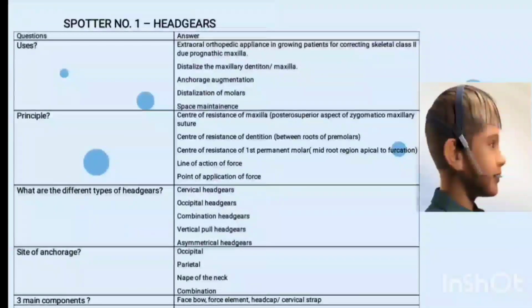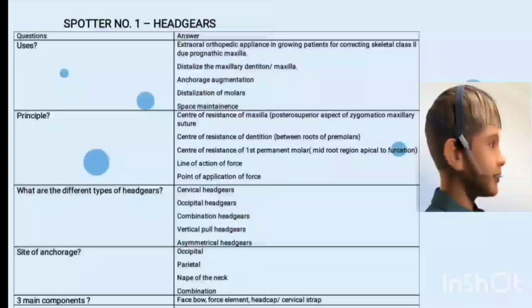The second one is center of resistance of dentition, that is between the roots of premolars. The third one is center of resistance of first permanent molar, that is mid-root region apical to the furcation. The fourth one is the line of action of force, and the fifth one being the point of application of force.